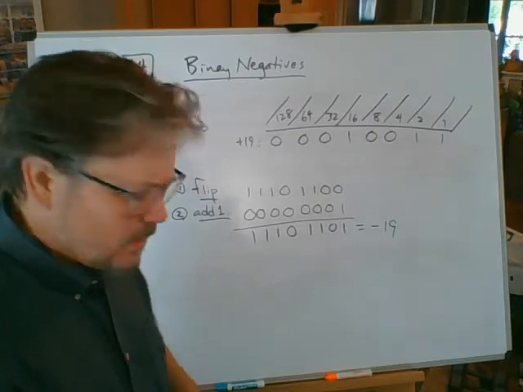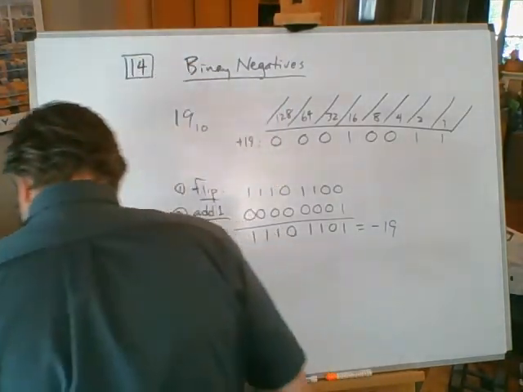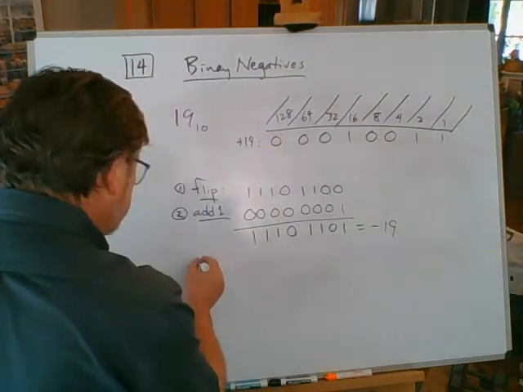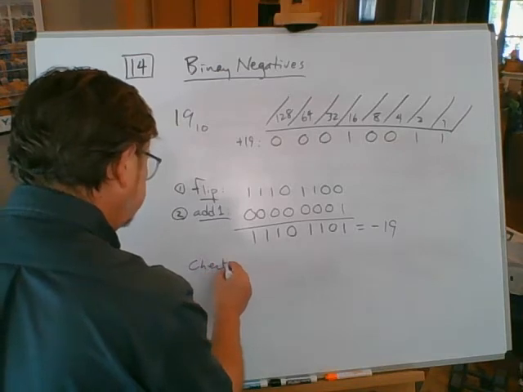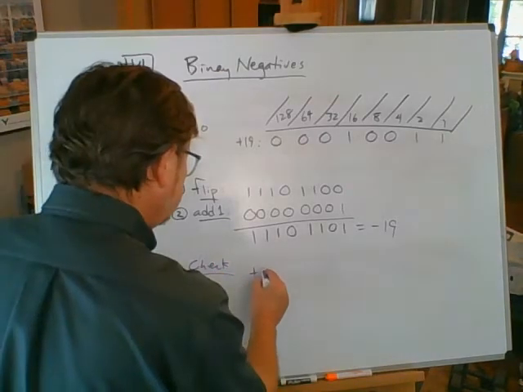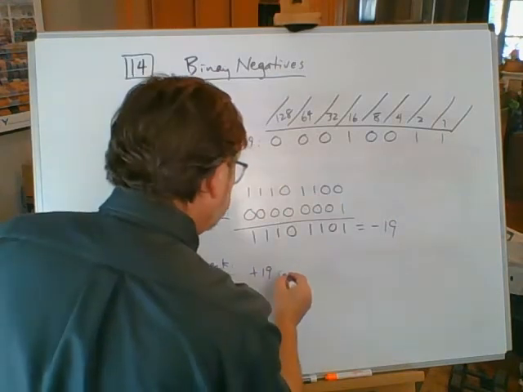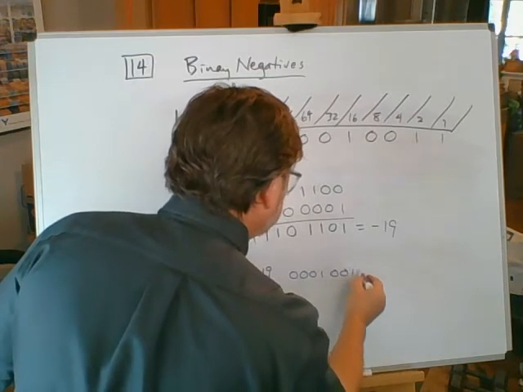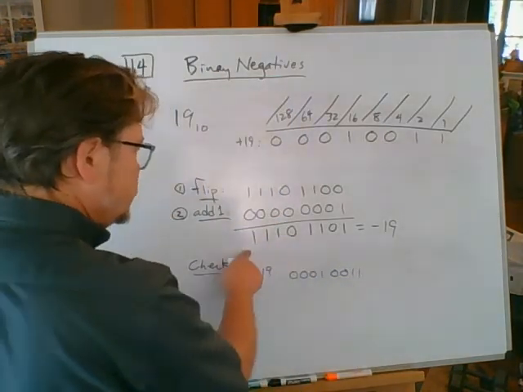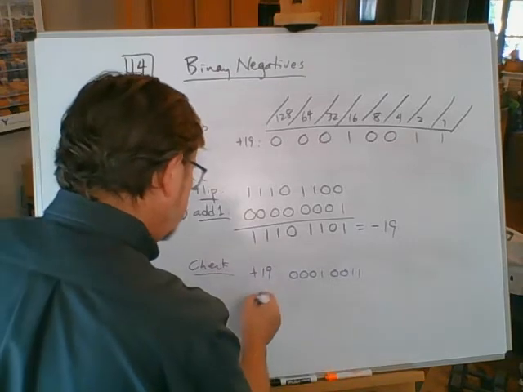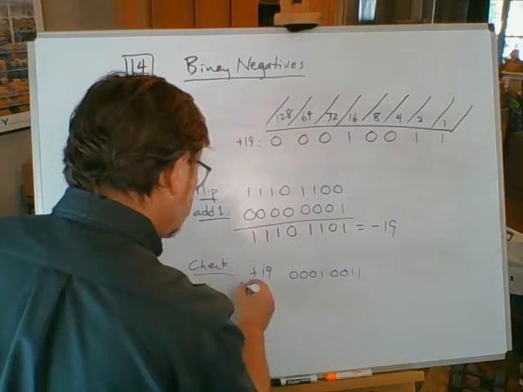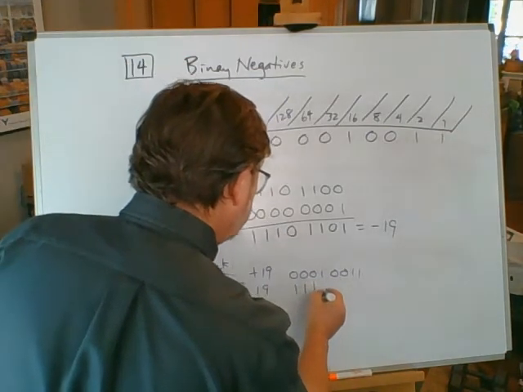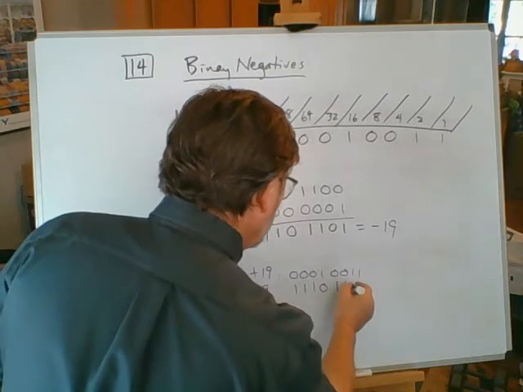How can I check and see whether or not that's actually negative 19? Let's check and see. Positive 19 is 0001 0011. And this monstrosity here that we're claiming is negative 19, maybe I'll put a question mark up here because I'm not sure. Are you negative 19 or not? 1110 1101.